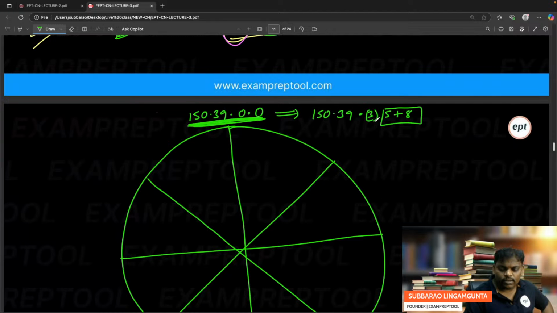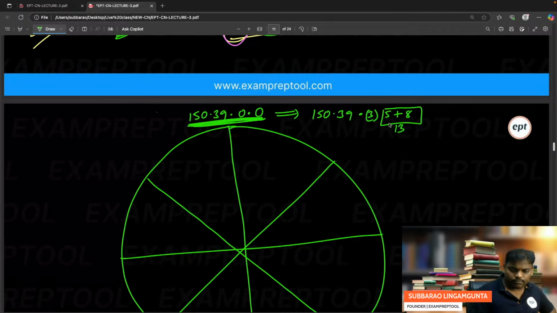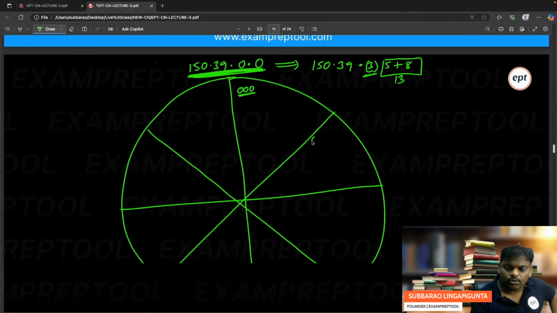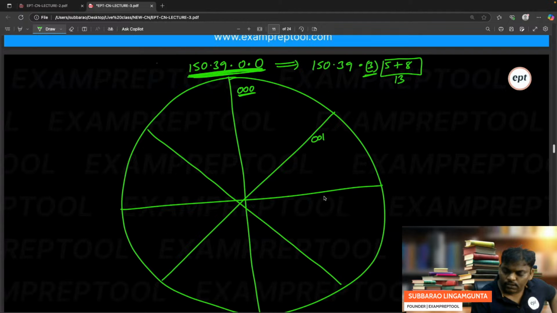150.39. So in the third octet, 3 bits for subnet, 5 bits for host. In the last octet, total 8 bits for host. Total 8 plus 5, 13 bits for host. Now observe here. These 3 bits are 000 here. This is 001 here, 010 here.